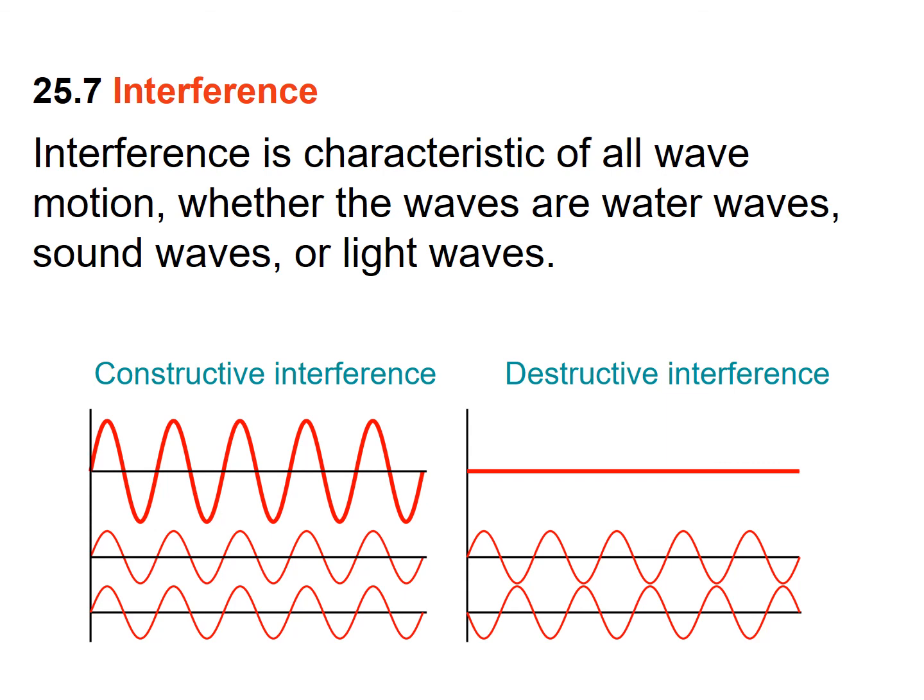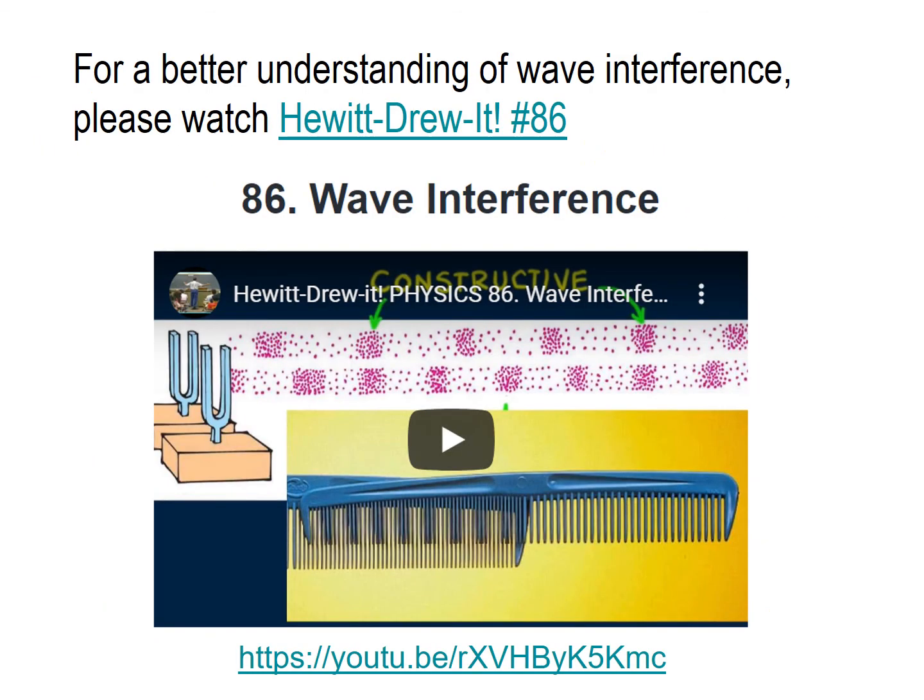Now, in this particular video, we're showing idealized examples where the two waves have the same wavelength, frequencies, and amplitudes. But in real life, waves come at you from all kinds of different sources and different directions, and with all sorts of different frequencies and amplitudes. And so interference can be quite a complicated phenomenon. For an even better understanding of wave interference, please look at Hewitt-Drew-It number 86.